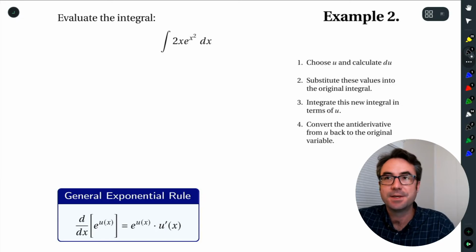All right, let's try one. So we're going to evaluate the integral of 2x times e to the x squared dx. We're going to use substitution rule. We're going to try to think out how we actually choose u.